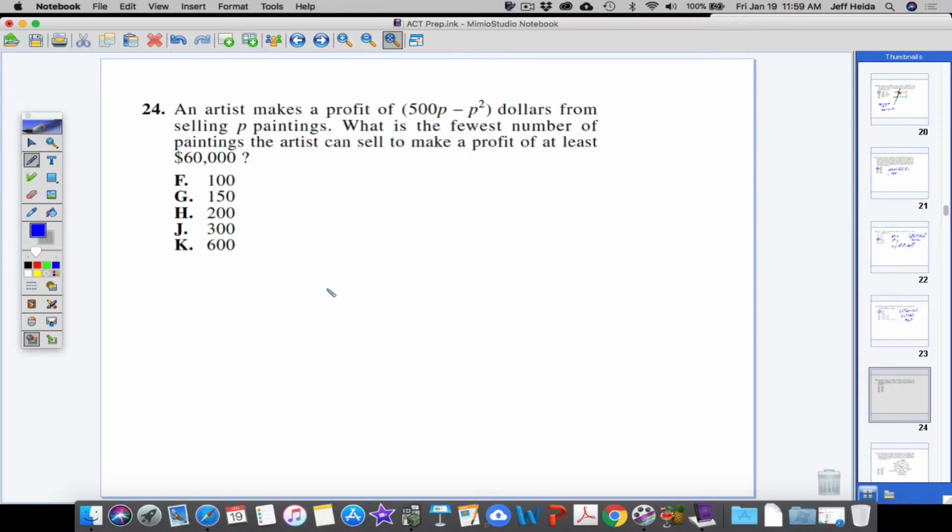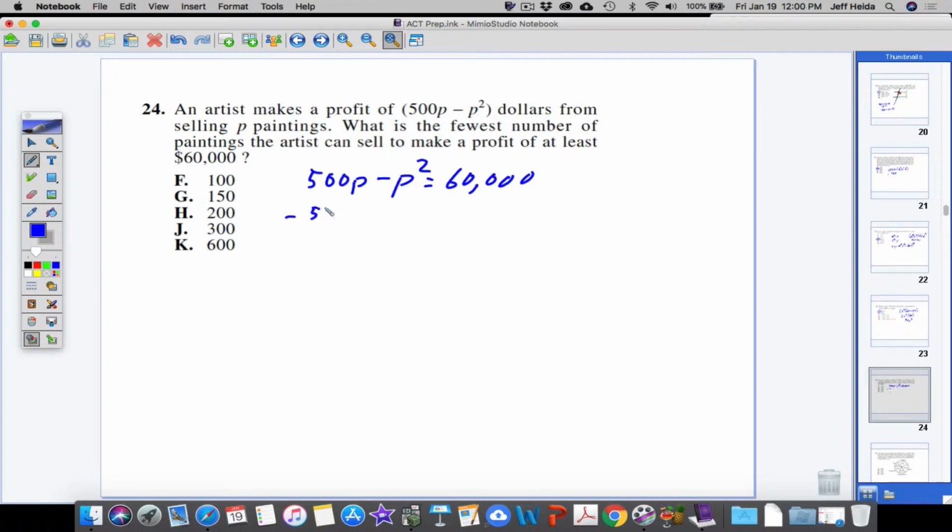Problem 24. There are 3 separate ways that you can work problem 24. First, let's set up the equation. An artist makes a profit of 500p minus p squared dollars from selling p paintings. Fewest number of paintings the artist can sell to make a profit of at least $600,000. So we have 500p minus p squared is equal to $600,000.